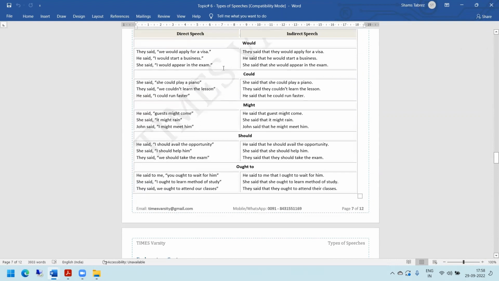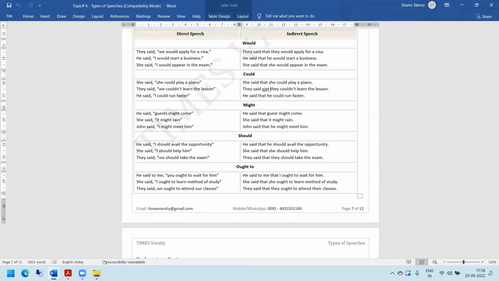All right. Yeah. They said that they couldn't learn the lesson. Right? So the short form of could not is couldn't. We will be discussing in detail about short forms as well. Okay.